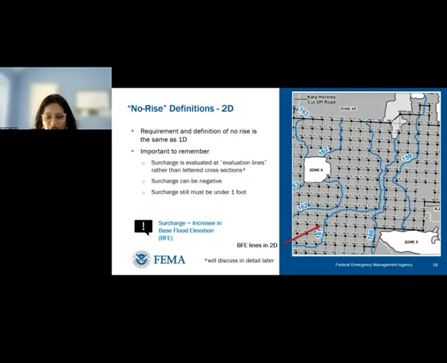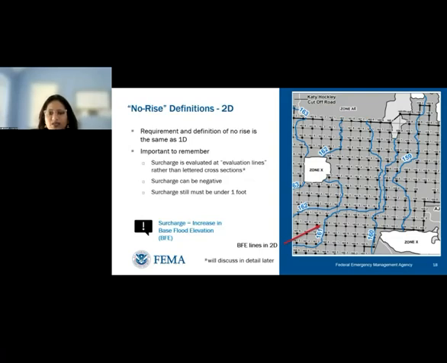So there is actually no difference in no-rise definition or requirements for 1D and 2D modeling, except how and where the water surface elevations are calculated or evaluated. That means how the water surface elevations are calculated in 1D and 2D is different based on the methodology. And we're not going to talk about how it is calculated. But we will talk a little bit about where the water surface elevations are calculated or evaluated on the flood insurance rate maps or even in the flood insurance studies.